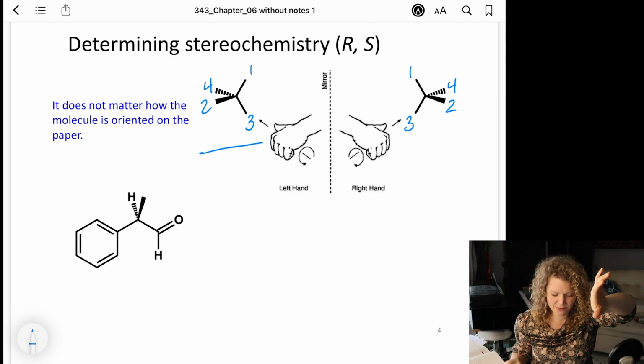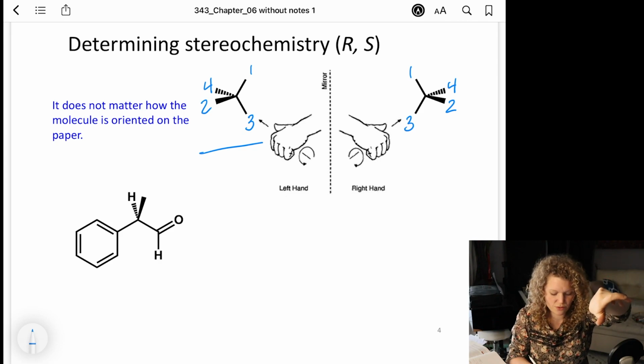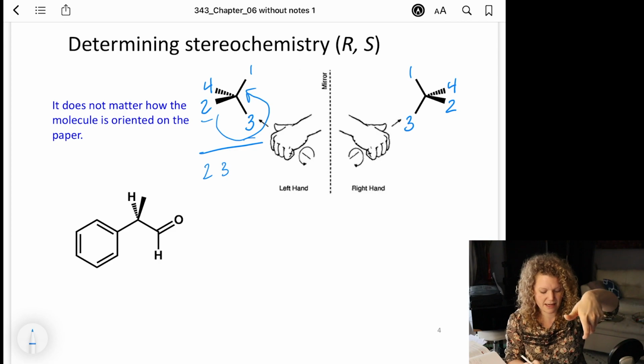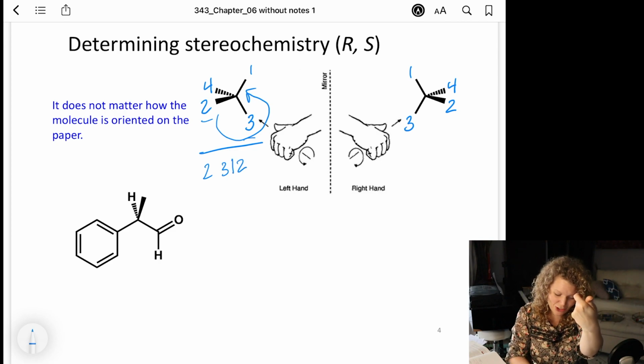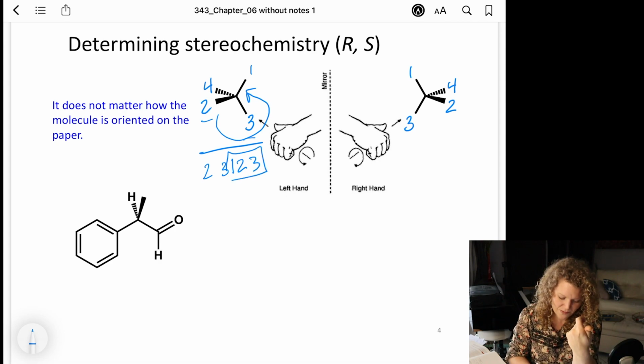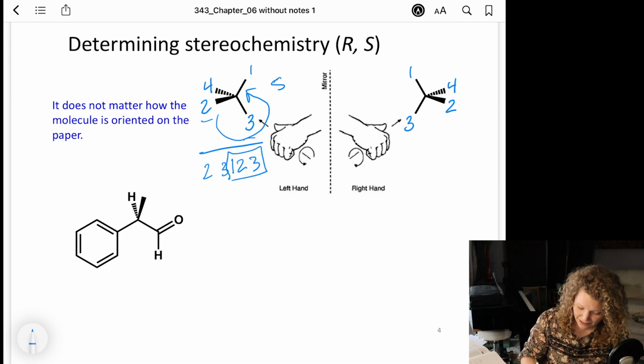Okay, and as I rotate my left hand, I see that I'm going to hit 2, first, then I hit 3, okay? And as I keep rotating with my left hand, okay, I'm going to hit 1. And if I could keep rotating, I'd hit 2 and 3 again. Cool. So that's giving me that S stereocenter using my left hand.